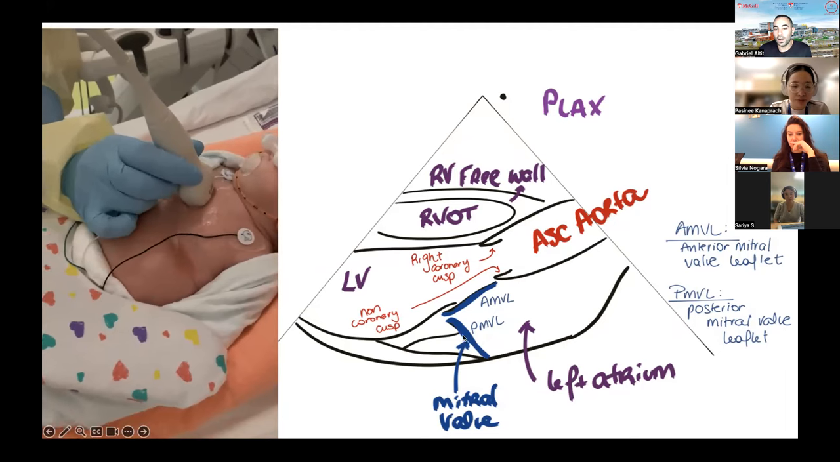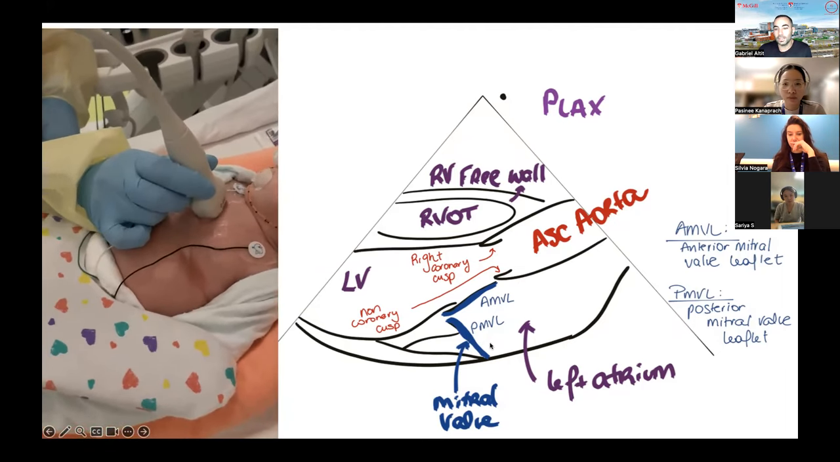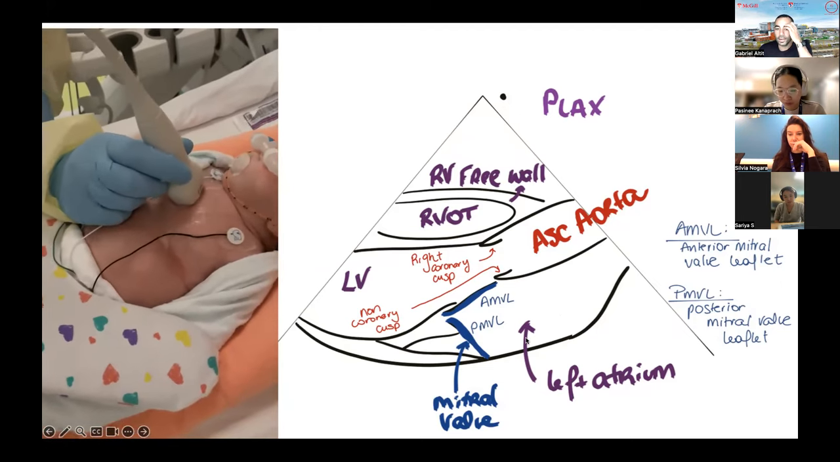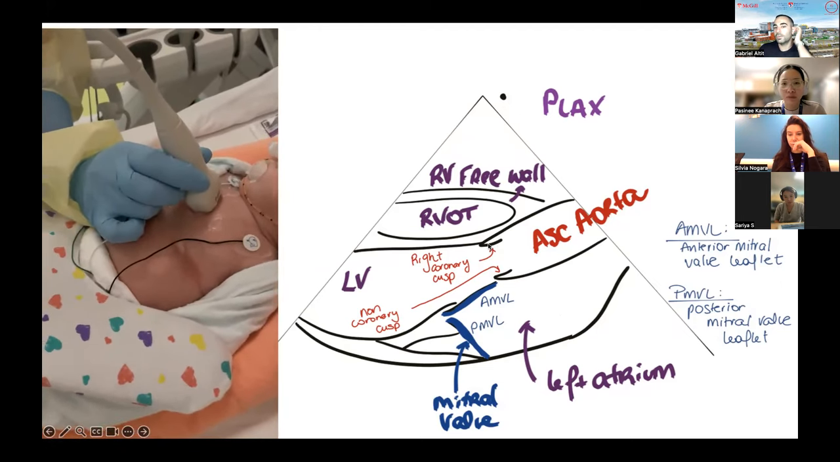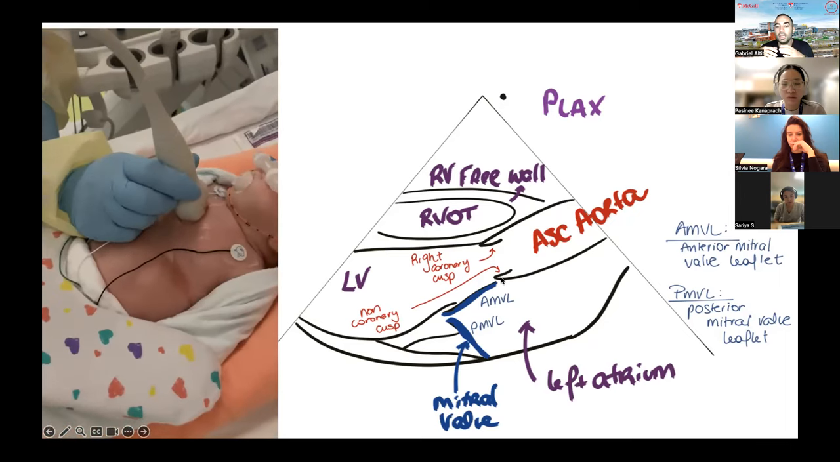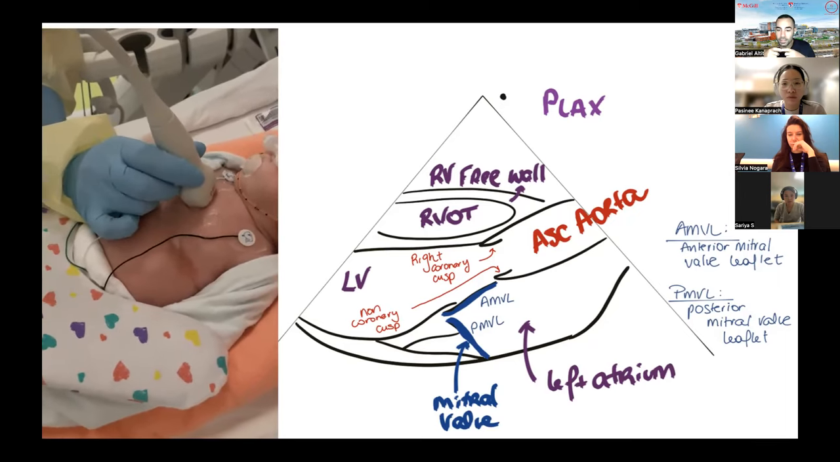With the attachment of the two papillary muscles, you see your left atrium just posterior to your aorta. And you typically will see what we call the right coronary cusp and the non-coronary cusp. So in the aorta, we typically have three cusps.